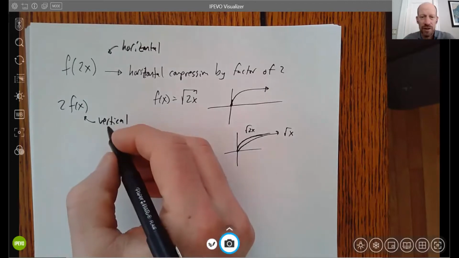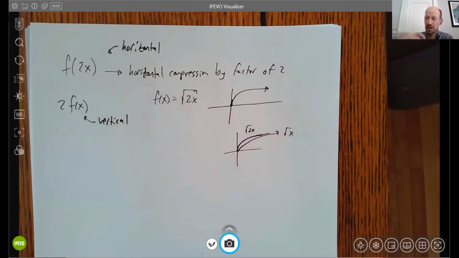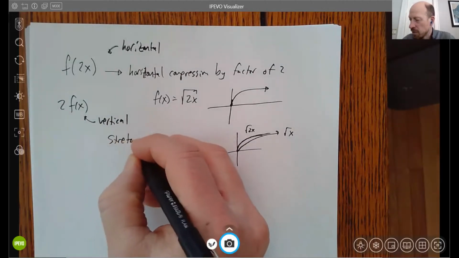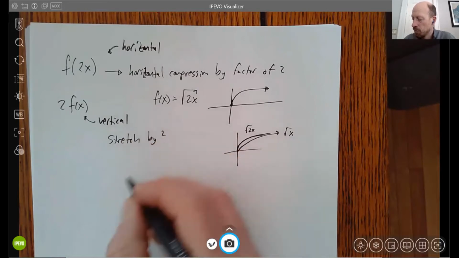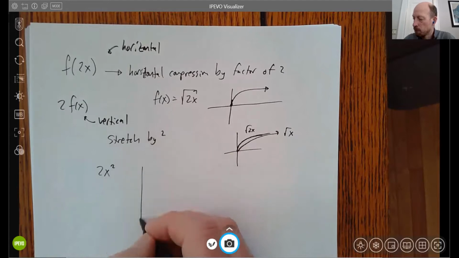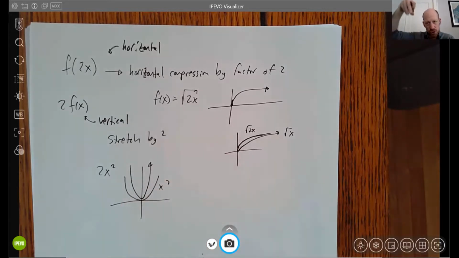The vertical, it does kind of what you would expect. So if I multiply on the outside by 2, that's going to double all the y values. So that's going to be a stretch by 2. So for example, 2x squared. If this is x squared, 2x squared is going to double each of those values, and it's going to stretch out my graph vertically.